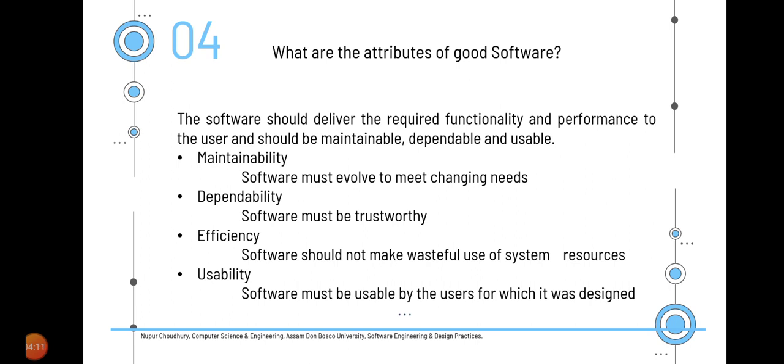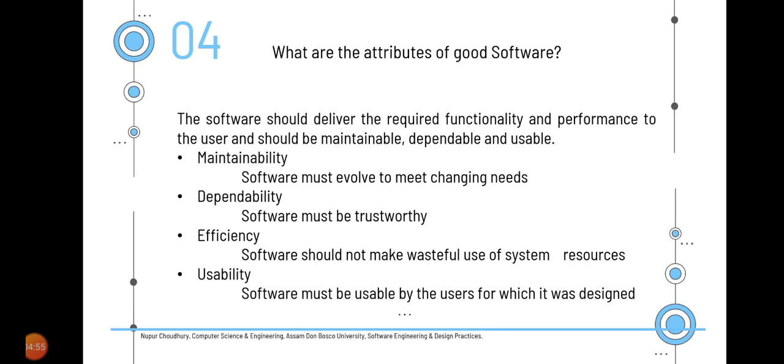We will now look at various attributes of a good software. Generally, a good software should be maintainable, dependable, and usable. It should also be efficient from the perspective of cost and system resources. The software should deliver the required functionality and performance to the user within the required amount of time, and should be robust enough to withstand any type of problems that might be there related to the resources or data.